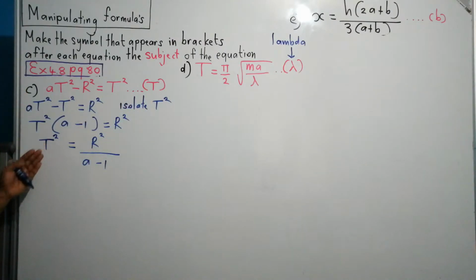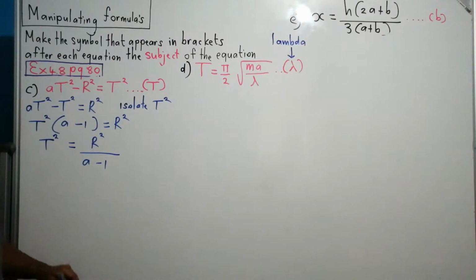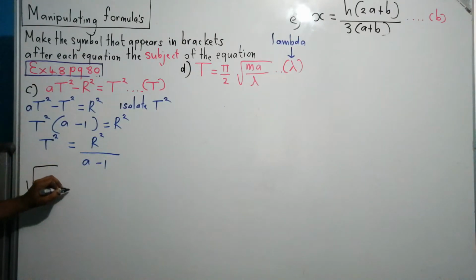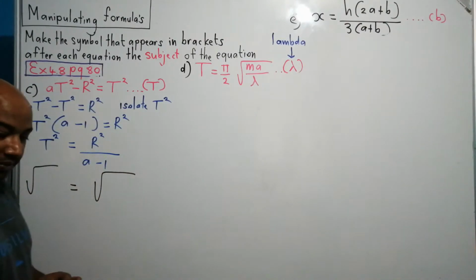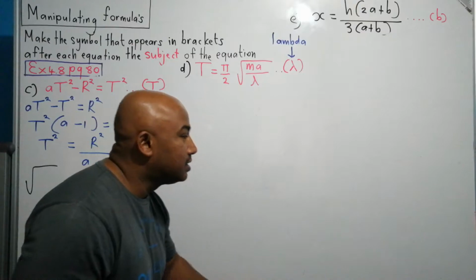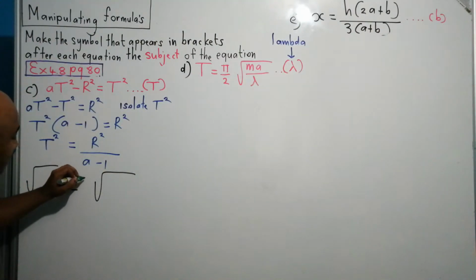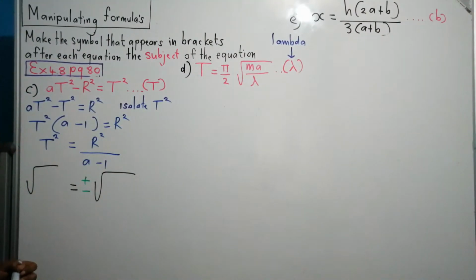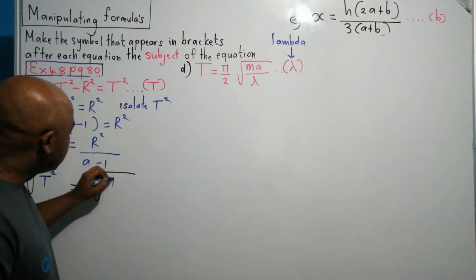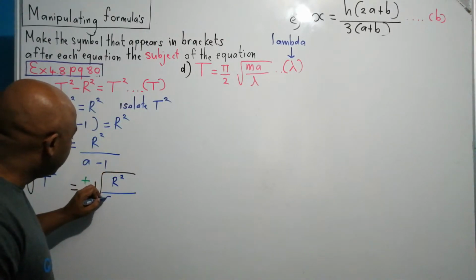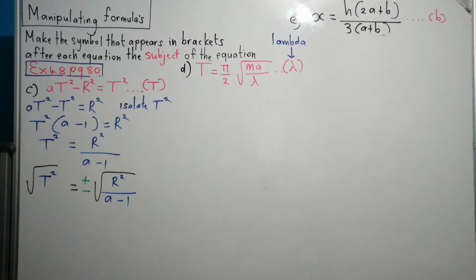Now, I want t, this is t squared. So you know we've done irrational equations. If I want to find t, I'm going to find the square root of both sides. But remember that when you are finding the square roots, there are two possibilities, plus or minus. Okay, so the square root of t squared is equal to plus or minus the square root of r squared divided by a minus 1.